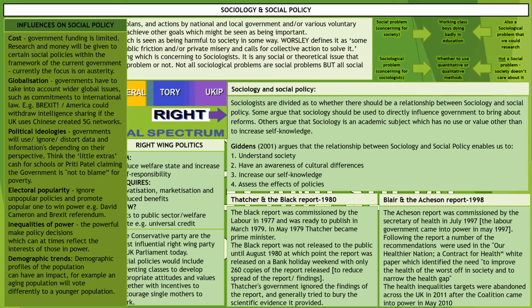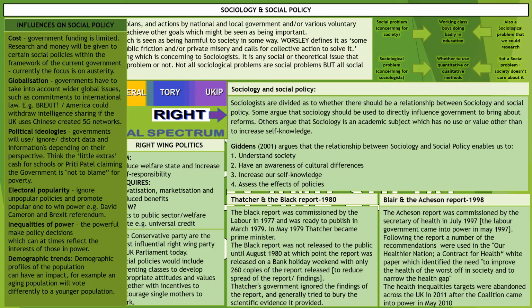Political ideologies: again, governments will use, ignore, or distort data to support their views. Think of a few years ago, the little extras, cash for school from Chancellor Shekhar, which was heavily criticised as a tokenistic and very minimal gesture, despite years of cuts to education. Or Priti Patel claiming the government was not to blame for poverty on the back of 10 years of government-enforced austerity. Electoral popularity: again, governments will ignore unpopular policies and unpopular information, because they want to win the election.